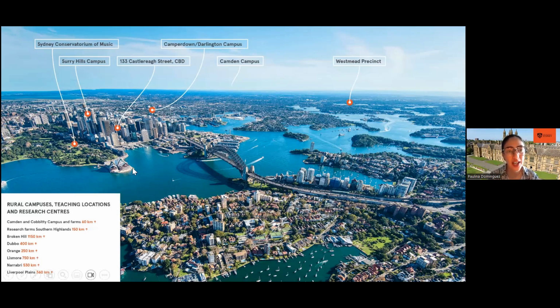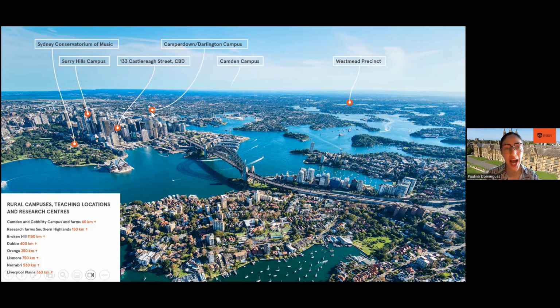As you can see here is the iconic Opera House. And we have here our Sydney Conservatorium of Music. It's where all our students that study music do all the practical sessions. Then we do have a campus here in Surry Hills, mainly for students studying dentistry. Then we have another small campus in the CBD, right in the middle of the city. And we teach a couple of courses from our business school in this campus.